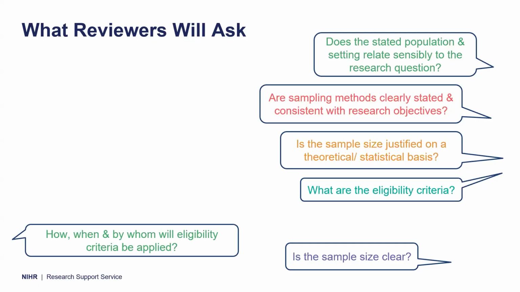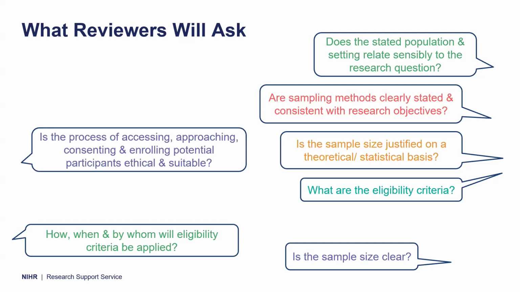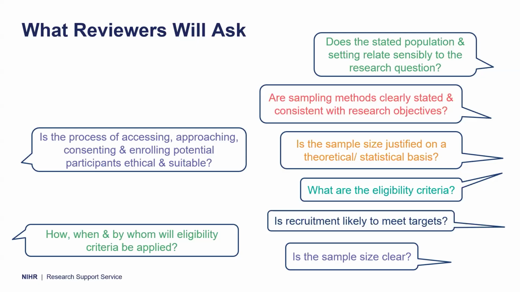How, when, and by whom will eligibility criteria be applied? So when is this happening, who's doing it, and how are you going to identify these people? Is the process of accessing, approaching, consenting, and enrolling potential participants ethical and suitable? Is recruitment likely to meet targets? An absolutely massive thing in studies. We'll have some examples tomorrow of how recruitment is a massive problem for studies, and you can fall flat on your face if you don't recruit as expected.